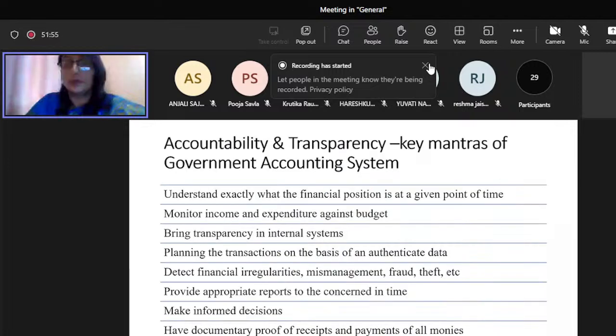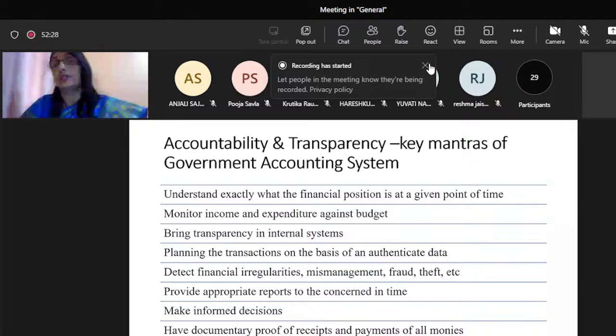From the very beginning, I'm telling you the key is accountability and transparency. In a private organization, we can go with the word accountability. We need to be accountable to the stakeholders. But in case of government accounting, the key mantra is accountability plus transparency. Transparency is the most important criterion. If government accounting is transparent to the citizens of India, believe me, it adds credibility to the government reports, and the people gain confidence in the government.